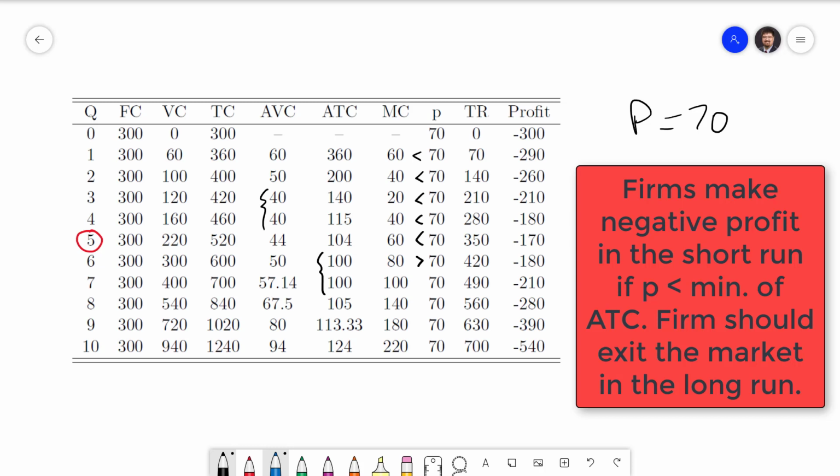Assuming this is not a seasonal effect, and the price is consistently below the minimum of the average total cost, then this firm would rather not be in this market. Negative economic profit means they could be doing better doing something else. In the long run, they will want to exit the market, but in the short run, they're going to have to do the best they can by minimizing their loss.